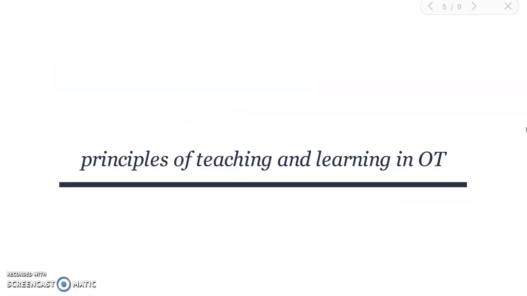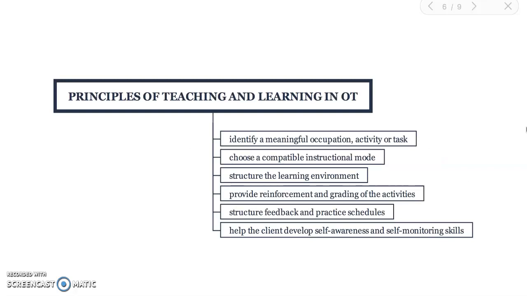So the principles of teaching and learning in occupational therapy, there are six of them. First, you want to identify a meaningful occupation, activity, or task; choose a compatible instructional mode; structure the learning environment; provide reinforcement and grading of the activities; structure feedback and practice schedules; and help the client develop self-awareness and self-monitoring skills.